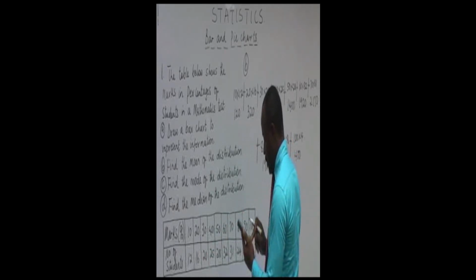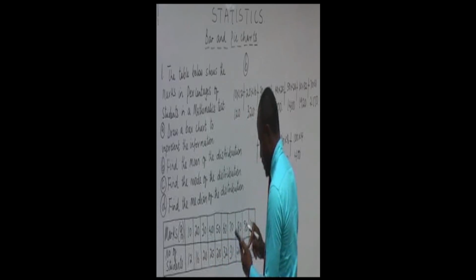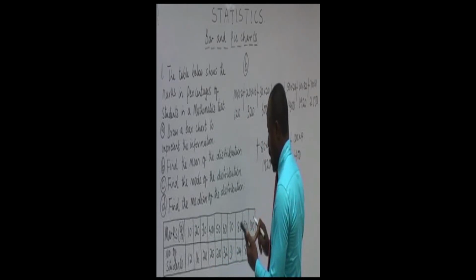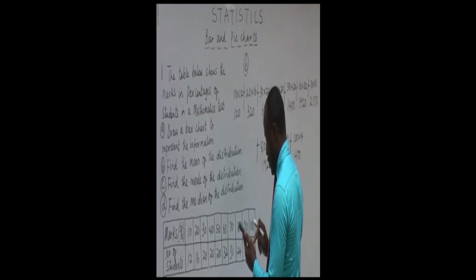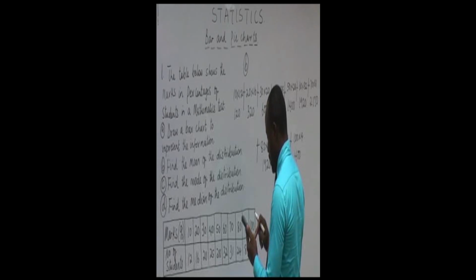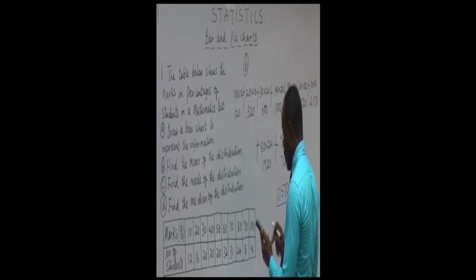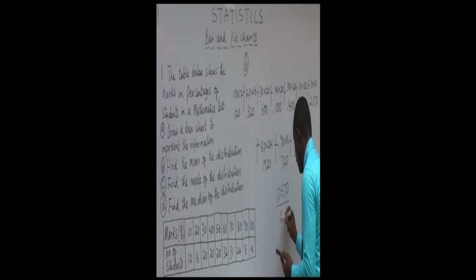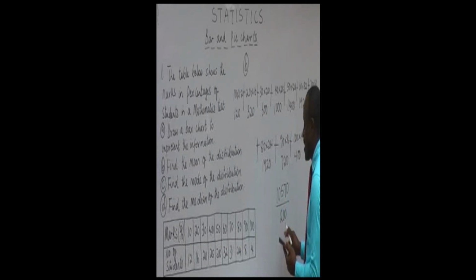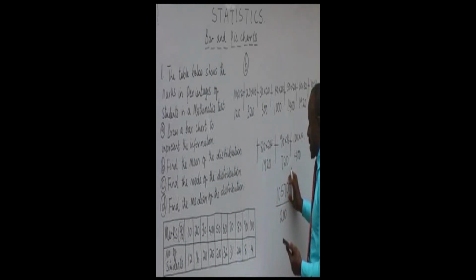12 plus 16 plus 20 plus 25 plus 28 plus 32 plus 31 plus 24 plus 8 plus 4. It's giving me 200. So it was 200 students that participated and got this total marks that we want to find the mean mark from.